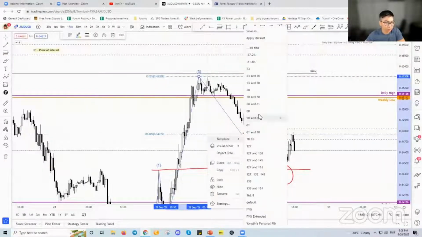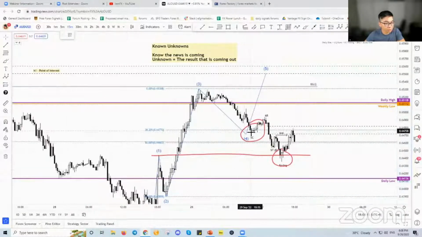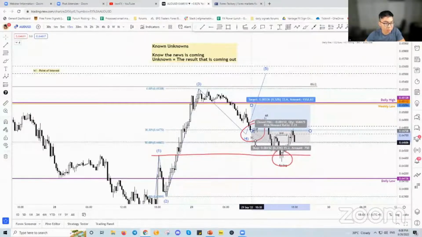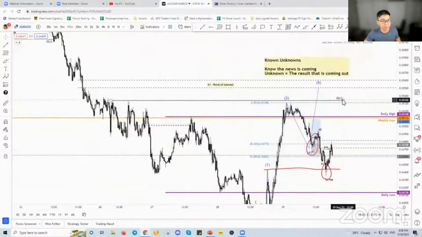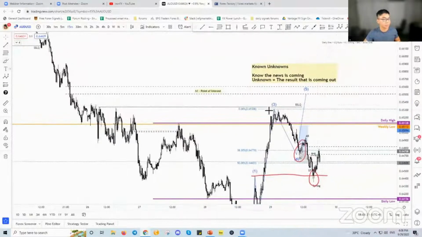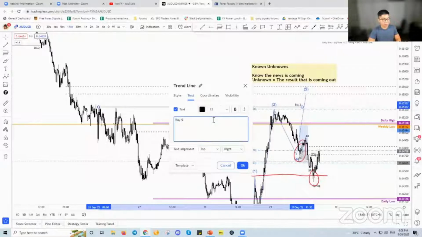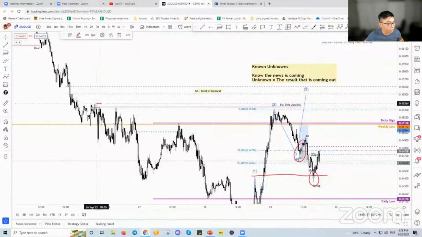My stop loss was below the 50% Fibonacci retracement. So I had an exact live entry here, stop loss below, and I was aiming for the top buy side liquidity. Buy side liquidity, let me type it out in the full format. Buy side liquidity. I was aiming for this area because we have liquidity here, liquidity here, liquidity here, and here.